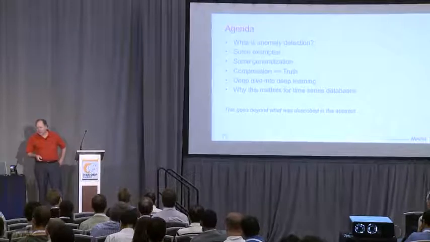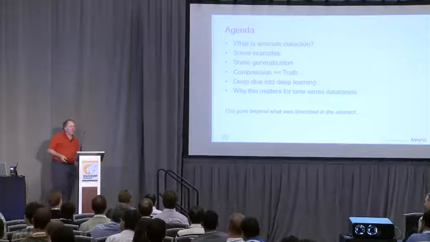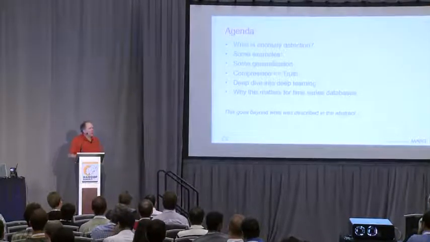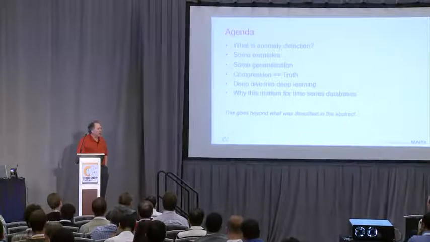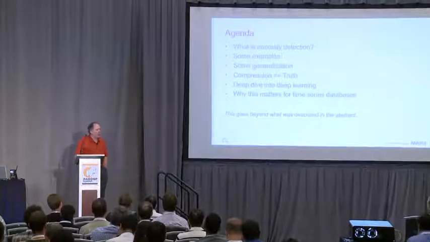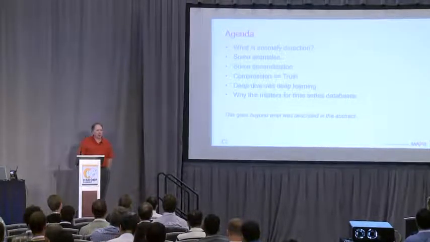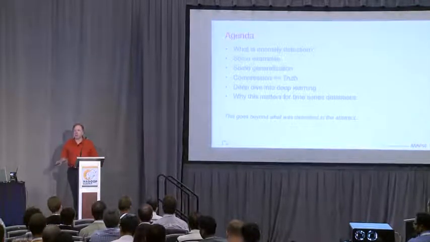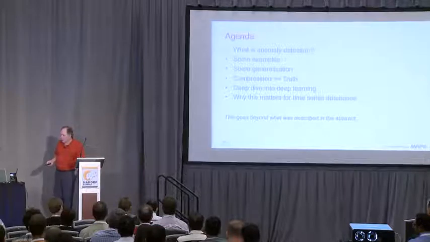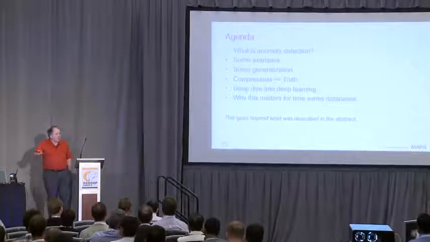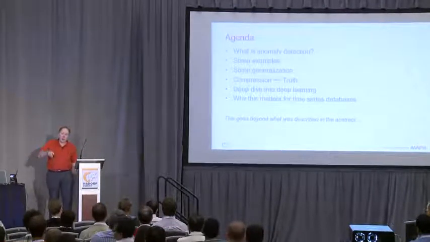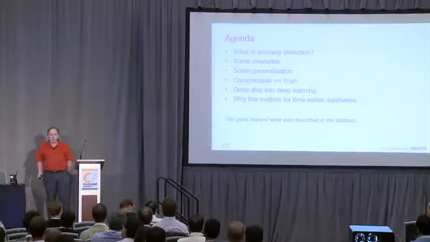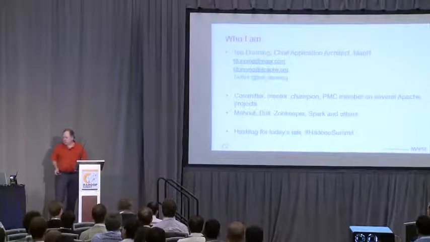Then we're going to drop into some deep learning and talk about the parallels between some of the very simple things we've seen as examples up to that point and this whole new area of deep learning. There's a lot of exciting stuff going on in this area. And then I'm going to say why anomaly detection drives toward better time series databases.